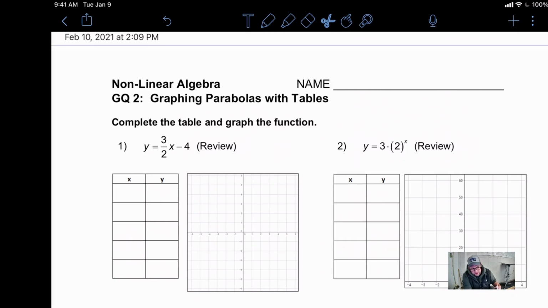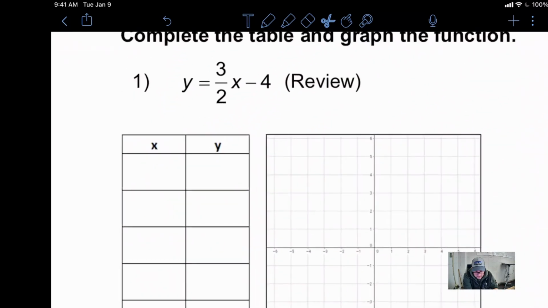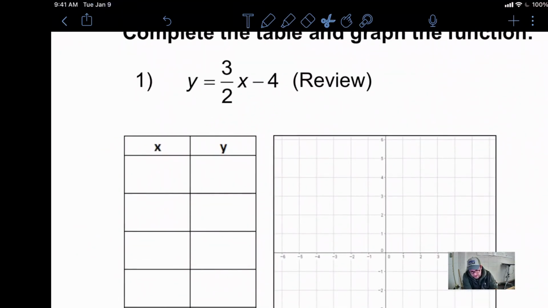So coming over here and looking at our first one, we have a couple of review problems that we want to consider. Now, right off the bat, this is a line, and we should be able to look at this and identify that right off the bat. But how do we actually graph that? Now, there's multiple ways to do it.